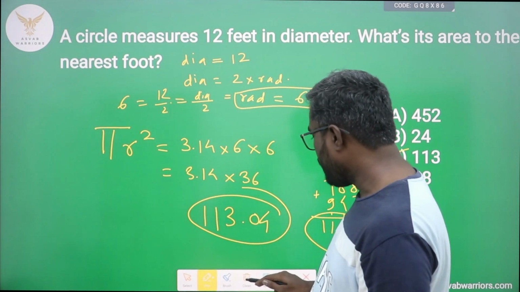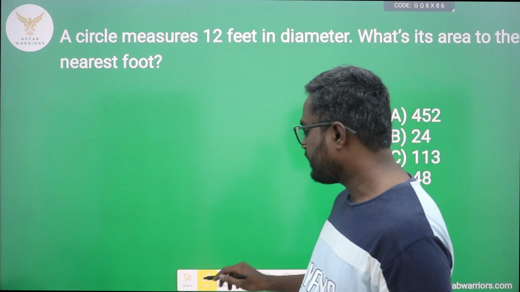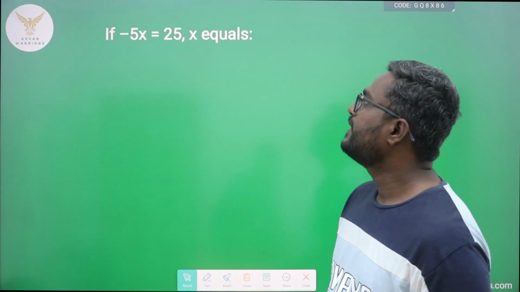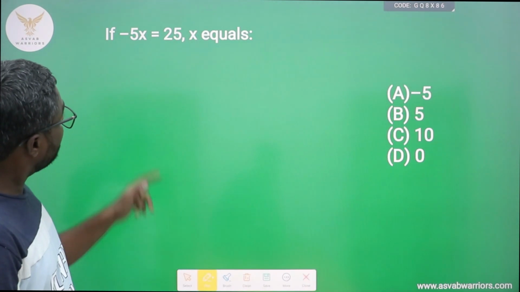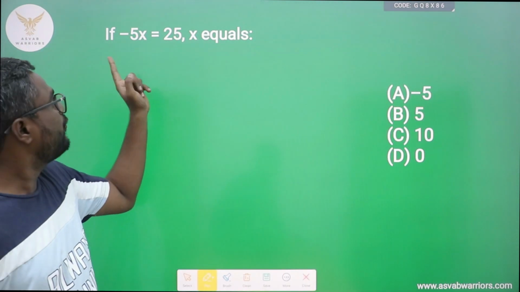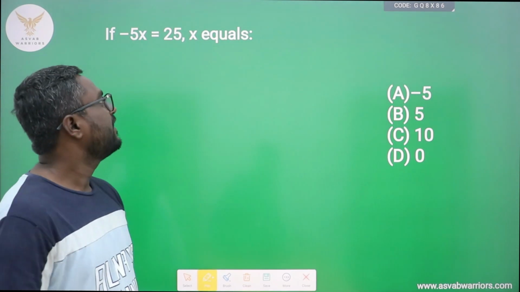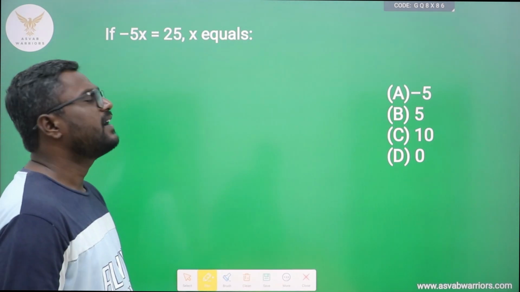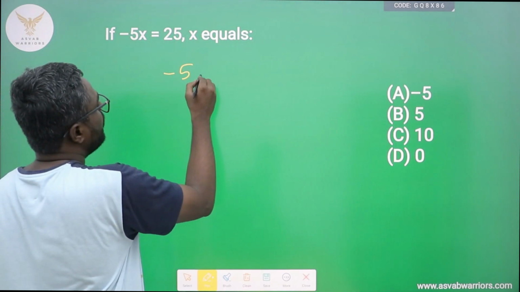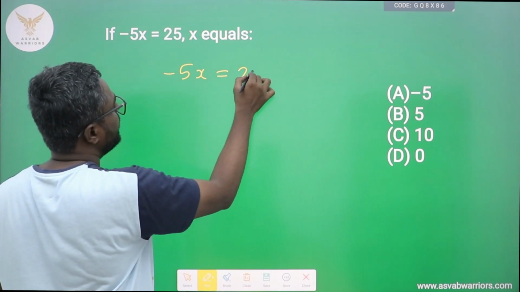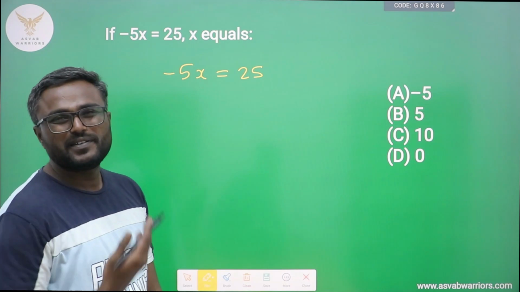Now let us move on to the next question. So the next question says, what does it say? If negative 5x equals to 25, x equals to what? I'll just write down the equation again. If negative 5 times x is equal to 25, isn't it easy peasy lemon squeezy?